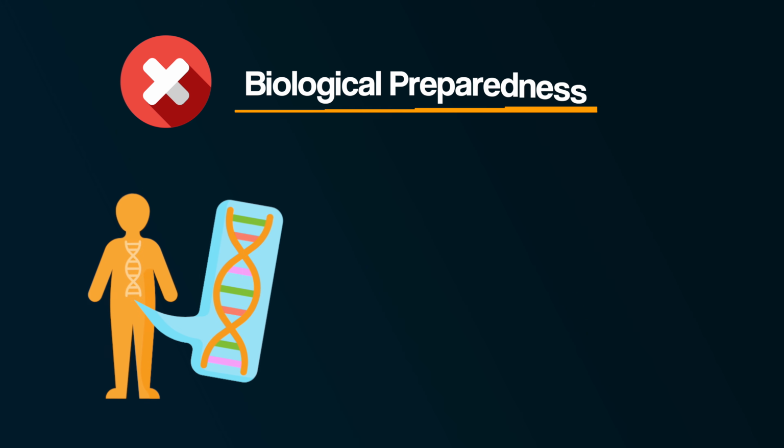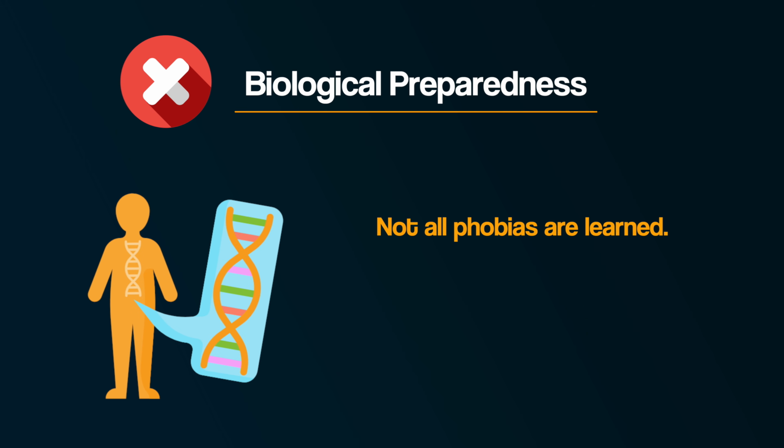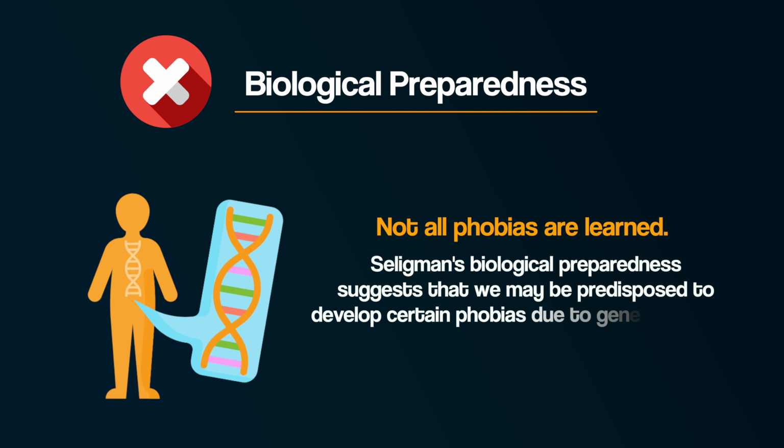A limitation of the two-process model is that it doesn't account for the fact that not all phobias are learned. Biological explanations, such as Seligman's biological preparedness, suggest that we may be predisposed to develop certain phobias due to genetic factors. This challenges the two-process model by highlighting that some phobias may have a biological basis rather than being solely the result of learned experiences.